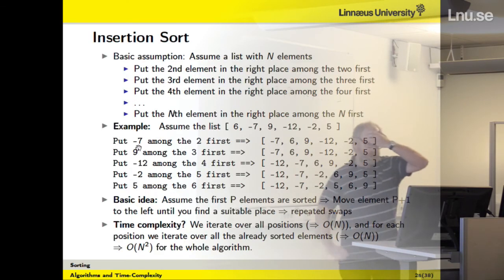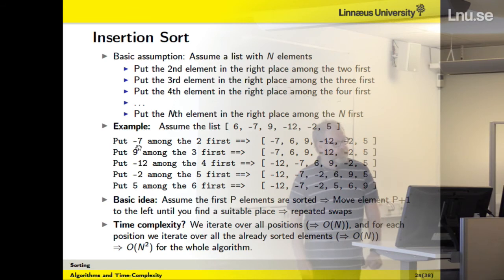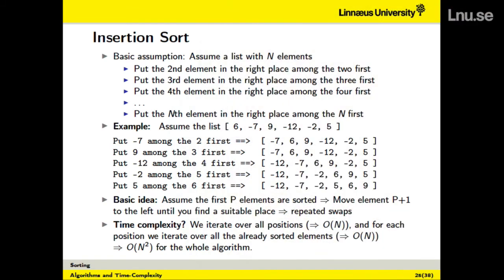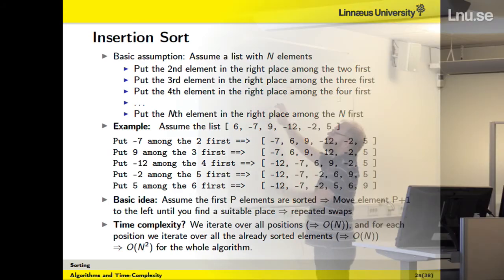The next algorithm is somewhat similar. Once again, we have a list of n elements. Put the second element in the right place among the first 2. Put the third element in the right place among the first 3. Put the fourth element. We start here and we say, okay, I should sort this one.